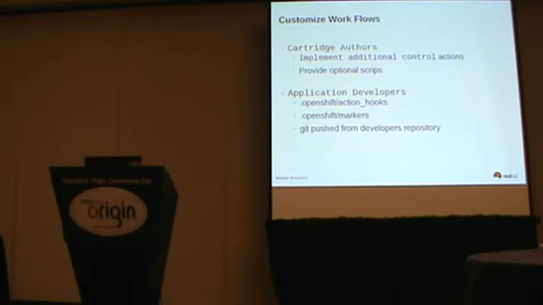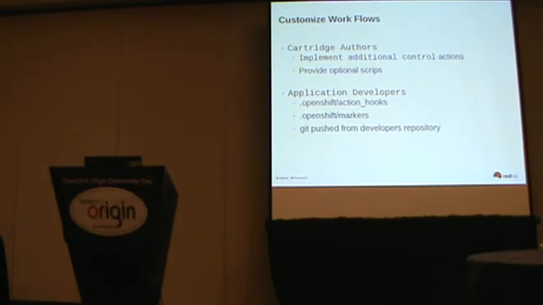Application developers also get a chance to play, using the Git repository. Is everybody familiar with the .openshift directory in the Git repository? Has anybody seen that? Markers is new. So we have two things: action hooks and markers. Action hooks are where the application developer starts jumping into the workflow.